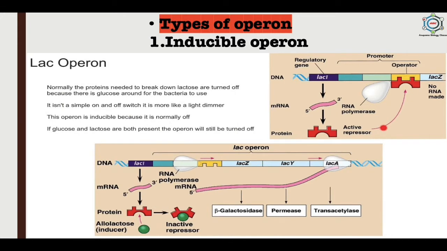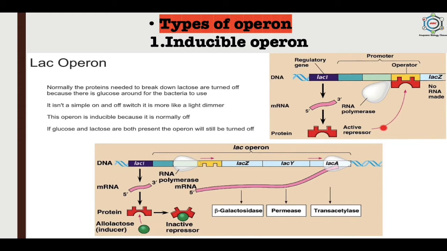Inducible operon. Here you can see the lac operon, which is an inducible operon. Normally the proteins needed to break down lactose are turned off because there is glucose around for the bacteria to use. It is not a simple on and off switch, it is more like a light dimmer. This operon is inducible because it is normally off. If glucose and lactose are both present, the operon will still be turned off.